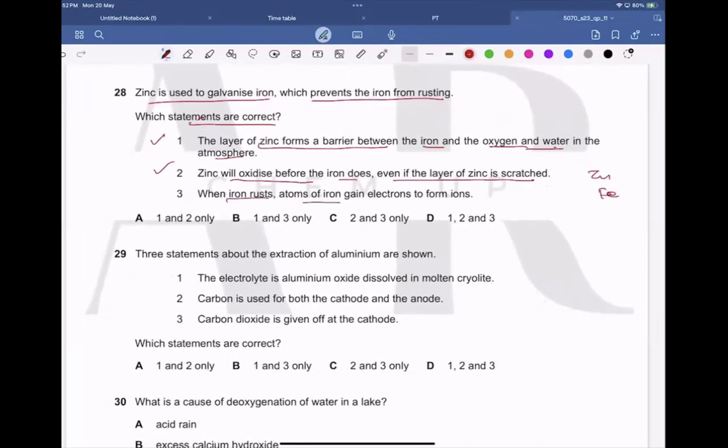When iron rusts, atoms of iron gain electrons to form ions. No, it's wrong. Not gain. They lose their electrons. So the third is wrong. If the third is wrong, then B is wrong, C is wrong, and D is wrong. So we are left with only option A. So option A is correct. Is this clear?